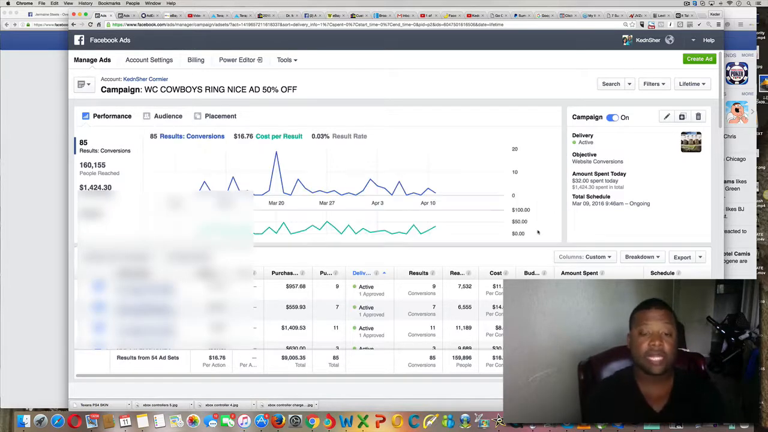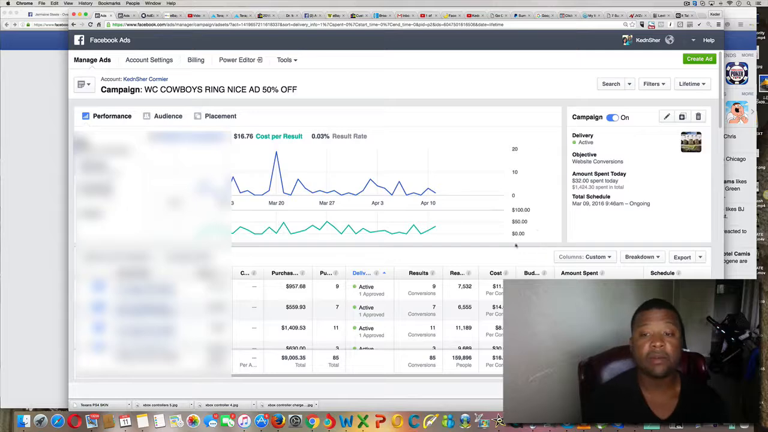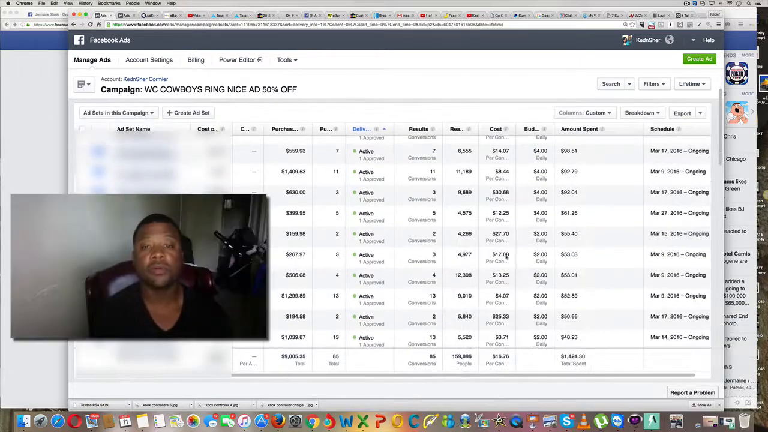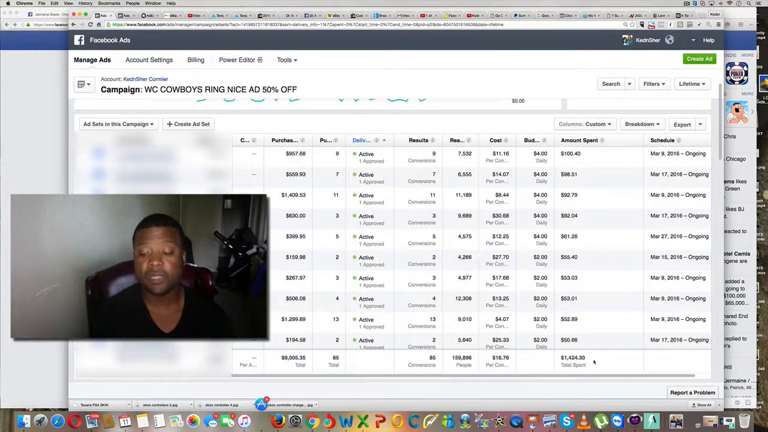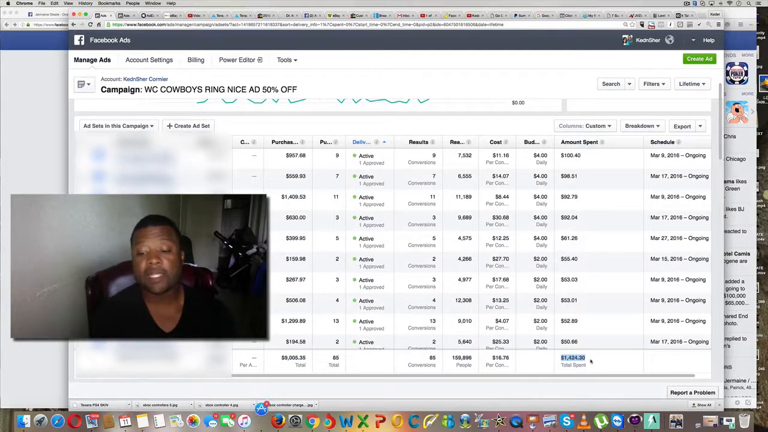So this ad you're looking at here is a different ad than the one I showed you. That's why I want to show you, you could do that for multiple things. Look at the total spent: I spent $1,400 and he brought back $9,000. So literally you're spending $1,400 to get $9,000. That's one campaign.